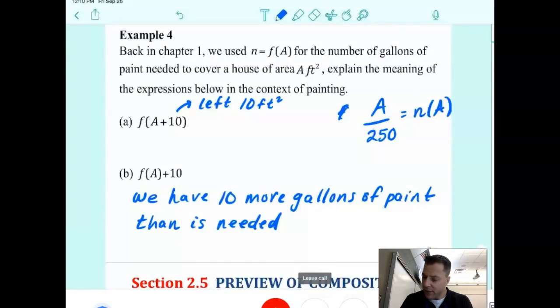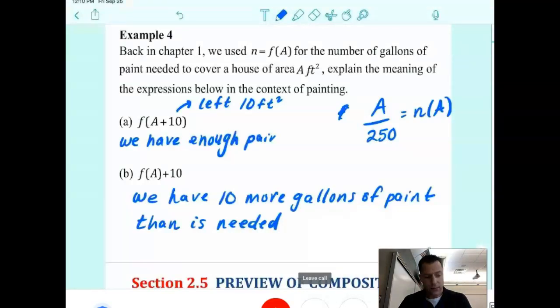So if you're thinking about it, this means that we have enough paint ten square feet early. So we got there early. We finished painting by 10 square feet earlier. Okay, so it was earlier than expected. We finished painting earlier by 10 square feet because we shifted that graph to the left. So that's how we can interpret these two results.